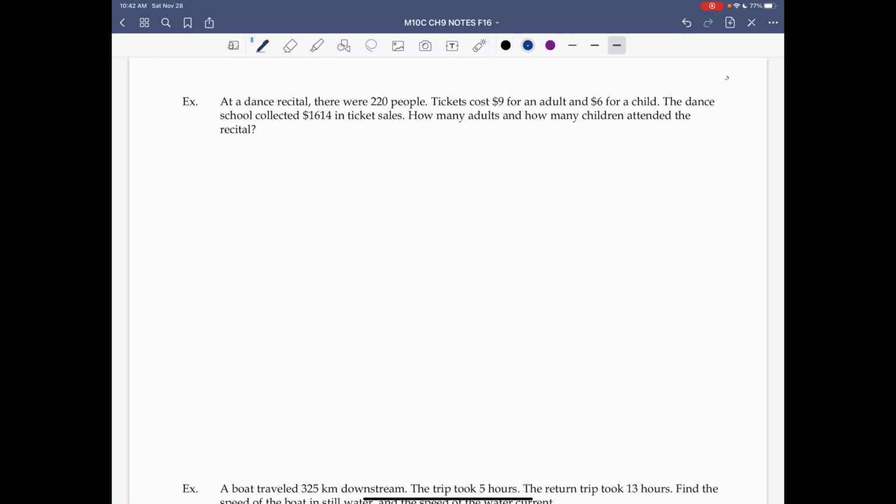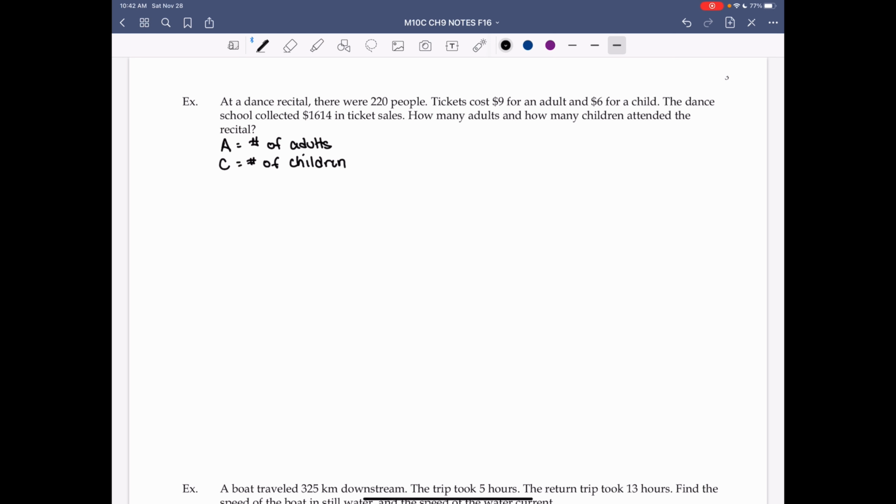We need to define our variables first. The question being asked tells us what our variables should be: how many adults and how many children attended the recital. So A equals number of adults and C equals number of children.